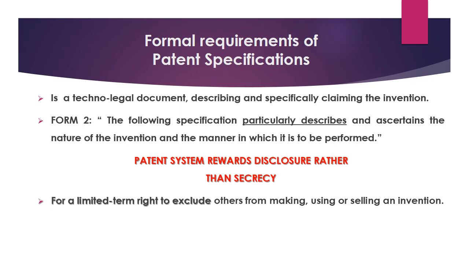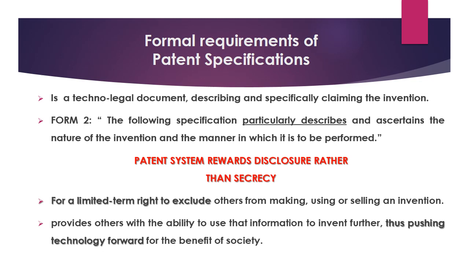Next is, this right is given with some limitations, that is, it excludes others from making, using and selling your invention, and it is called an exclusive right. Next, it provides others with the ability to use that information to invent further, thus pushing the technology forward for the benefit of the society.